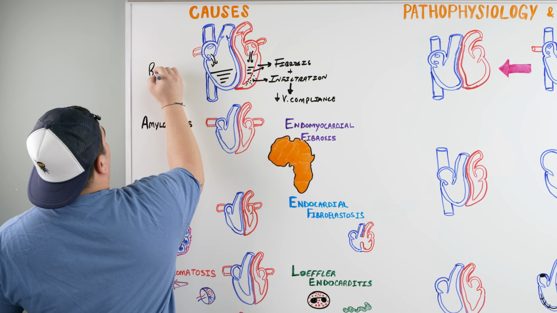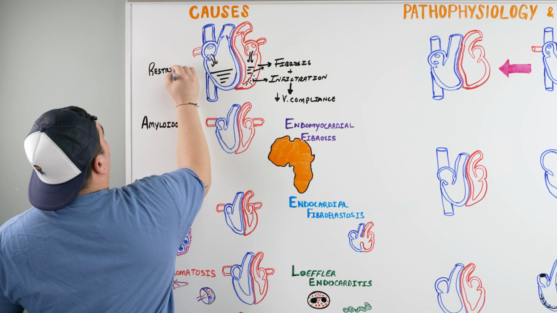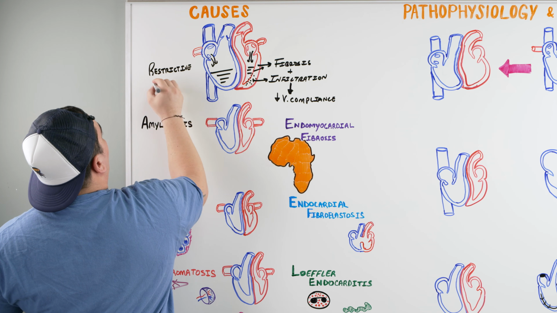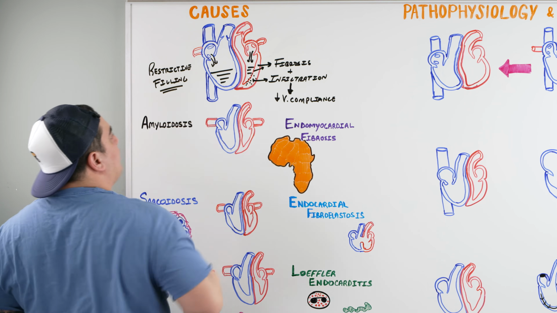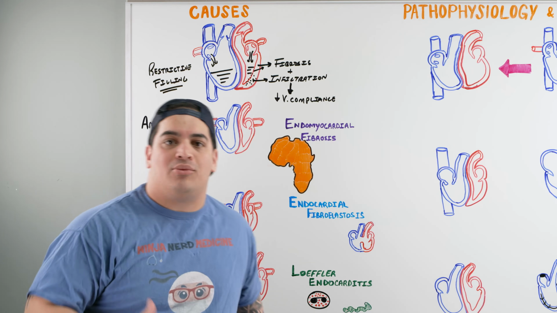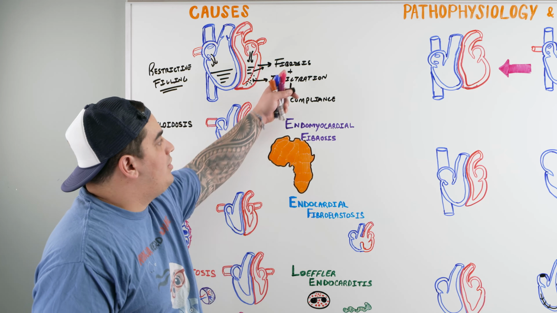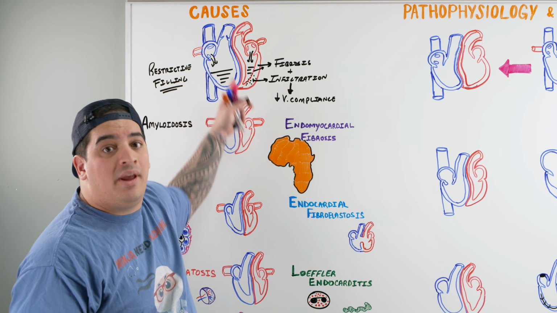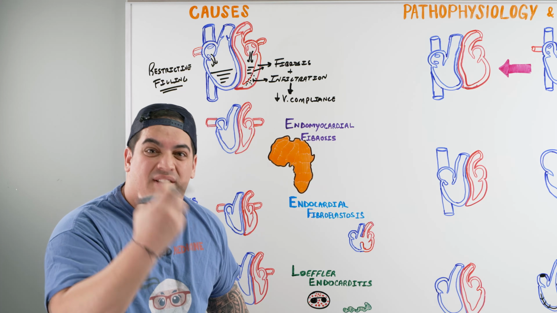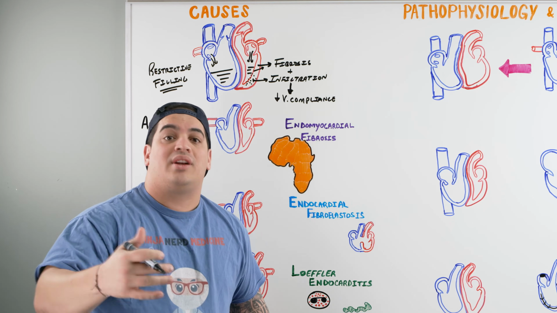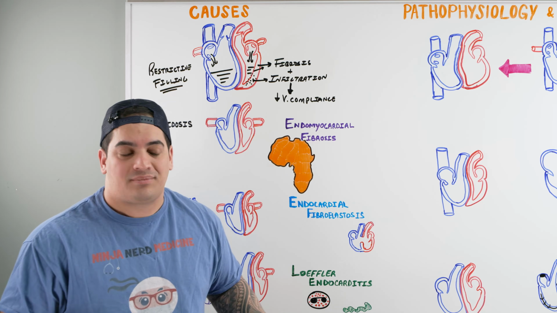And this is called a restrictive filling process. That is pretty much the overarching theme of a patient with restrictive cardiomyopathy. It's a dysfunction of the myocardium due to fibrosis or infiltration of the myocardium and/or endocardium, causing ventricular compliance, their stretchability, their distensibility to drop, restricting their filling process during diastole.